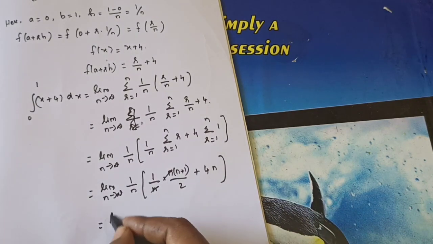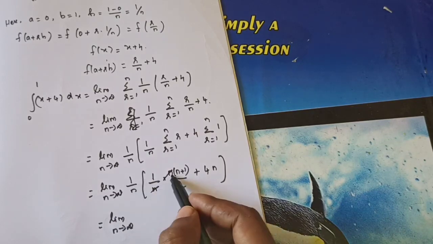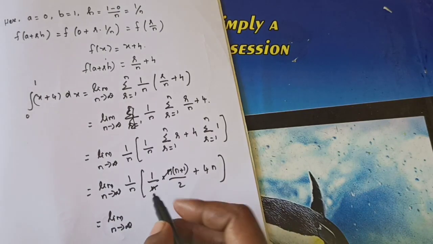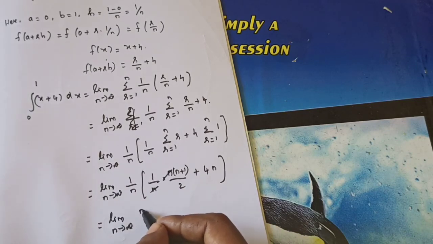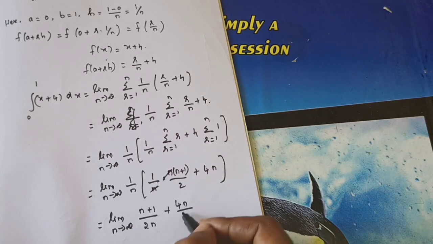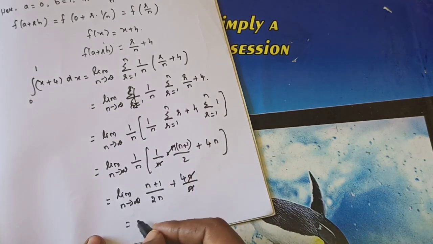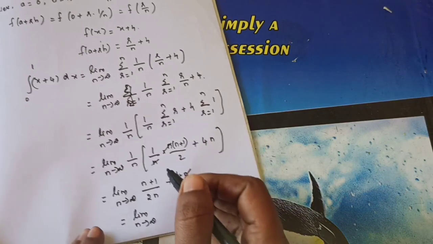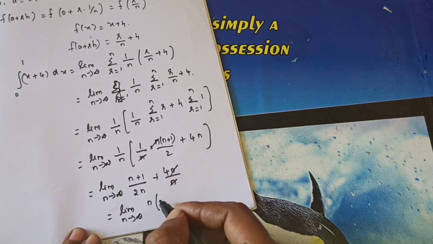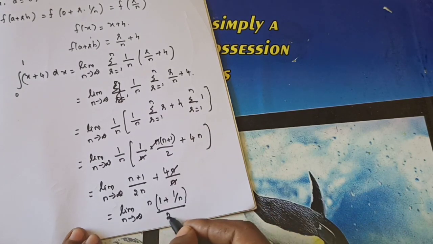So that's equal to limit n tends to infinity. Shall we multiply this one inside? So 1 by n into, you can multiply inside. So what's the value you will get? n plus 1 by 2n plus 4n by n. So this n and n will get cancelled. So what's the balance then afterwards? Limit n tends to infinity. n you can take common in the numerator. Okay. So same as our previous problem. So 1 plus 1 by n by 2n.